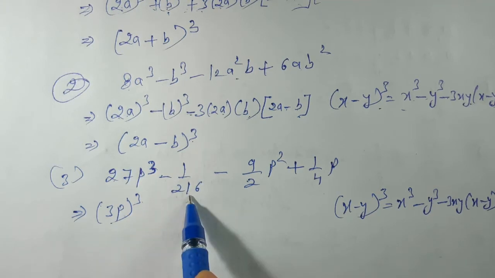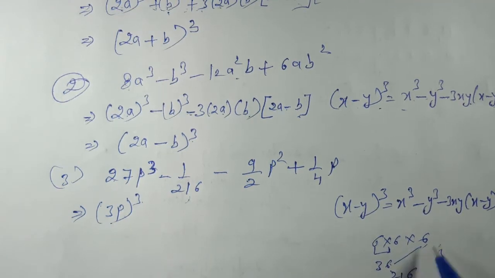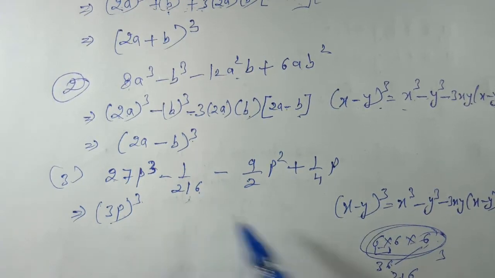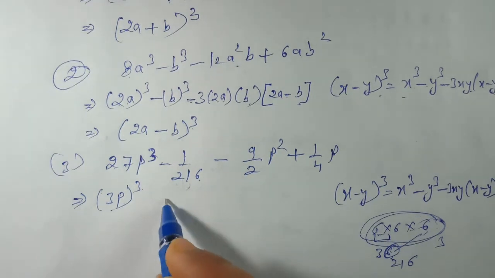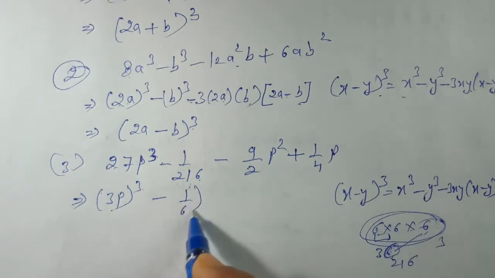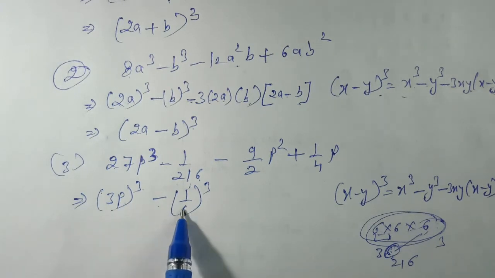What about 216? So let us check. If we multiply 6 into 6 into 6, 6 into 6 will give 36. Then 36 into 6, 6 6 36, 6 3 18, 19, 20, 21, so 216. Why have we taken 6? Because the last term is 6, and we know that when we multiply 6 6 6 we get the ones place digit as 6, so we are taking 6. So it means we can take it as 1 upon 6 whole cube. So it is x cube minus y cube.